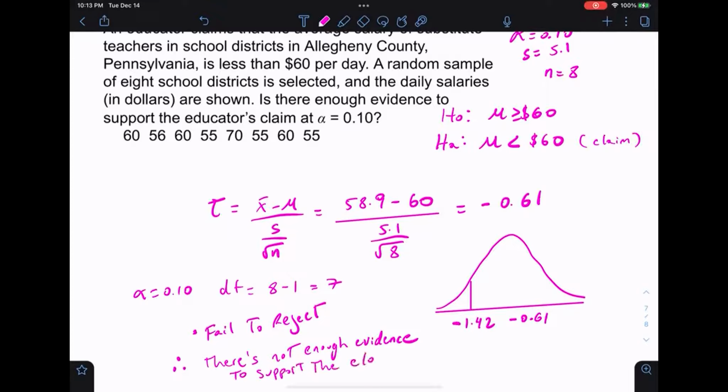And you know what is next, right? The claim that the average salary of a substitute teacher in the school district of this county is less than 60 dollars per day. So this is where you need to state it. Okay, that's how you do that. Okay, let's continue.